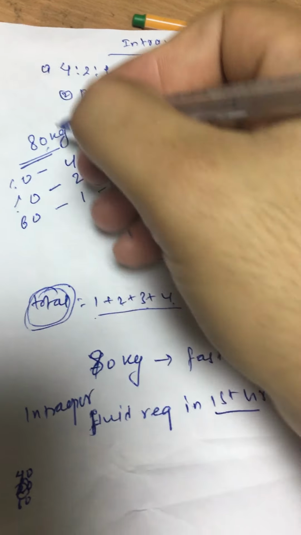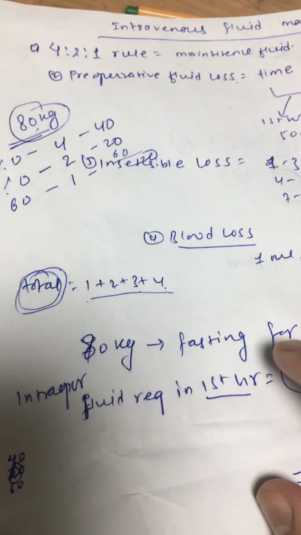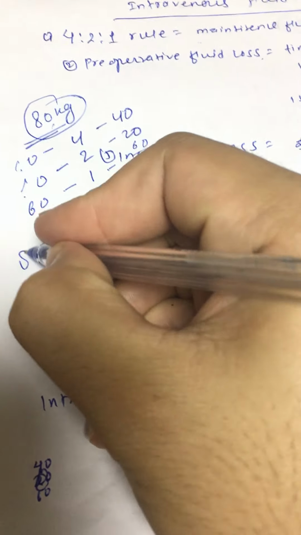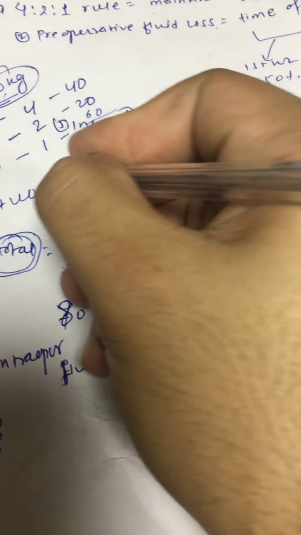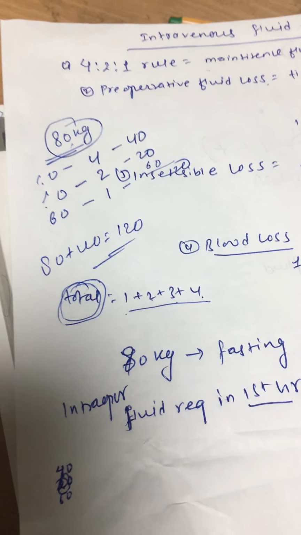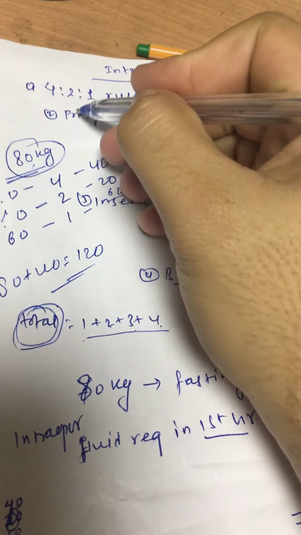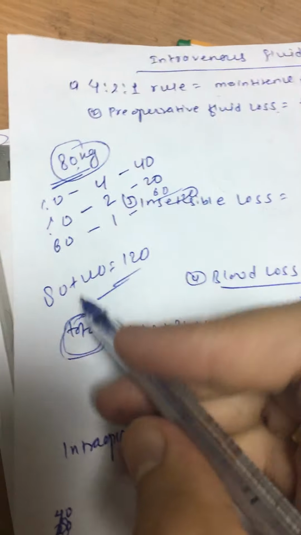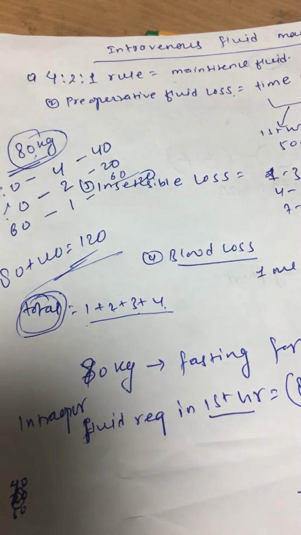Shortcut method for this is just add 40 to the patient's actual weight. So 80 plus 40, this is 120. This shortcut method works most of the time but not every time, so I suggest you use the 4:2:1 formula. But if you don't have time, then you can also use this formula.